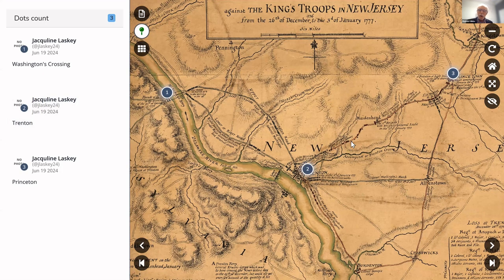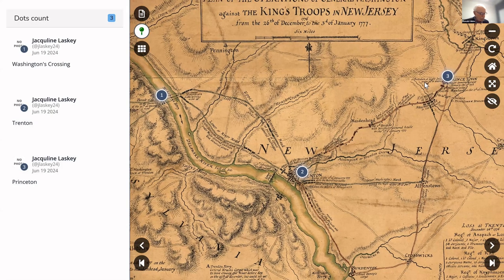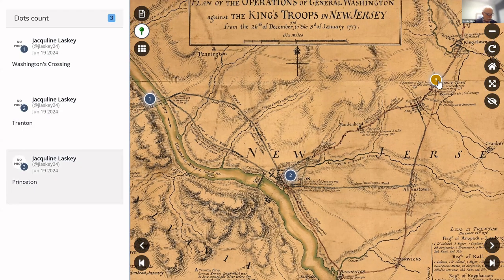10 days later, Washington has another victory at dot number 3 at Princeton, where he defeats a number of British regular regiments. These two battles, Trenton, December 26, 1776, Princeton, January 3rd, 1777, turn the course of the war, and the cause of independence, which had been on death's door, is saved. This was a bold but successful maneuver. Next slide.